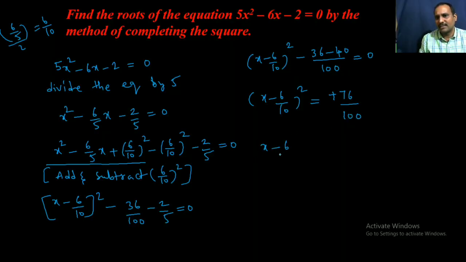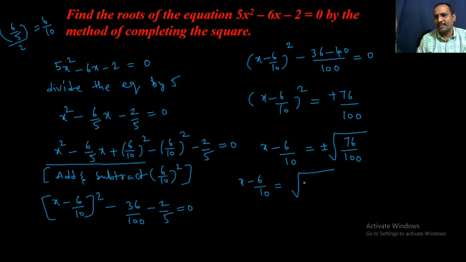So x minus 6 by 10 is equal to plus or minus under root 76 by 100. 76 can be written as 19 fours, by 100. Now x minus 6 by 10 is equal to 2 root 19 by 10, since the square root of 100 is 10, the square root of 4 is 2, and root 19 as it is. So x is equal to 6 by 10 plus or minus 2 root 19 by 10.